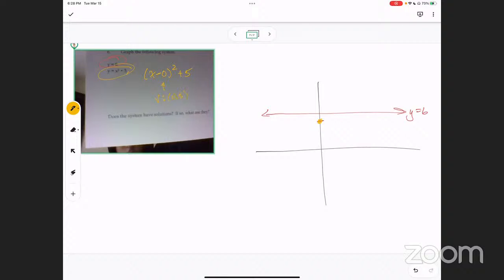So your vertex is 0, 5. That's one way to think of it. And then if I go over 1, up 1, hey, look at that. Over 1, up 1, there are my 2 solutions. Your solutions are 1, 6 and -1, 6. Okay. Gonna be 2 solutions. Yep, 2 solutions. 1, 6 and -1, 6. Okay? Yeah. All right. Feeling good about it?